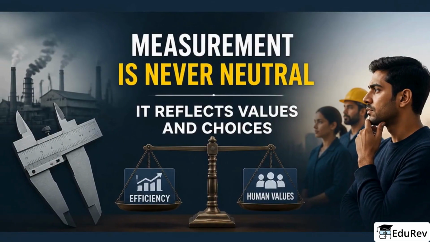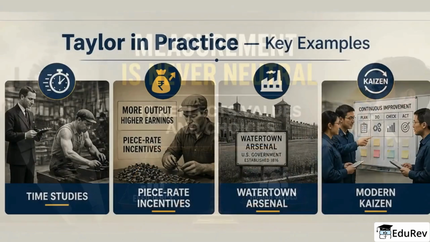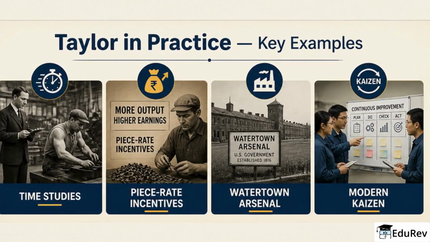And towards the end, we will understand a key idea that most UPSC aspirants miss: measurement is never neutral. It reflects values and choices. Practically, when you answer questions, give examples. Time and motion studies, piece rate incentives, Watertown Arsenal, and modern Kaizen.